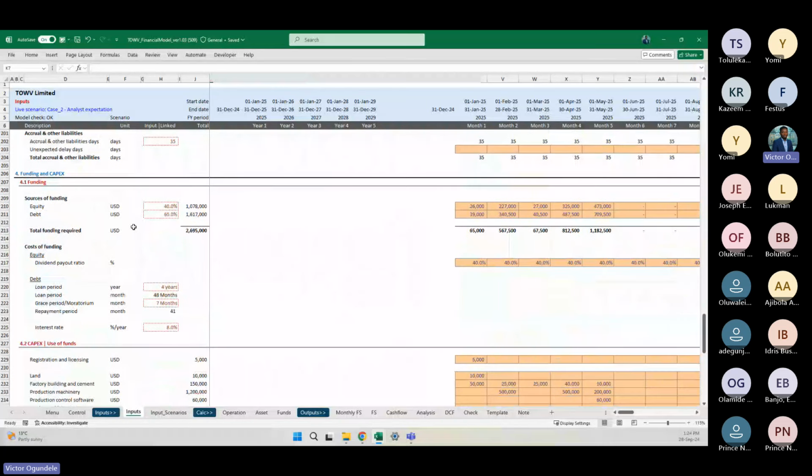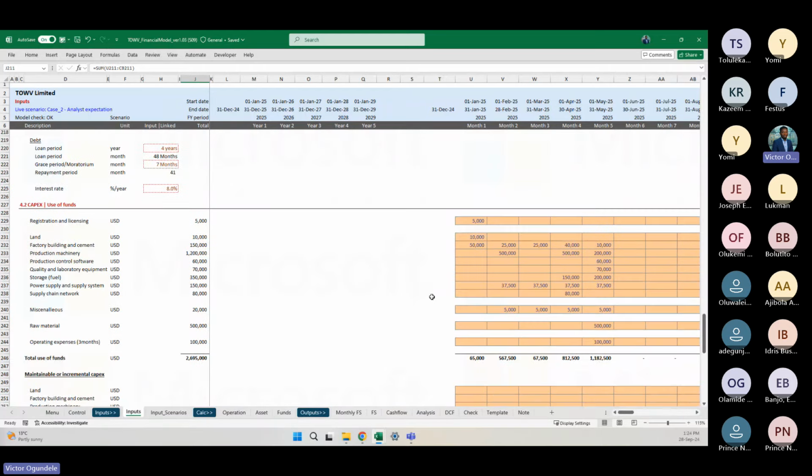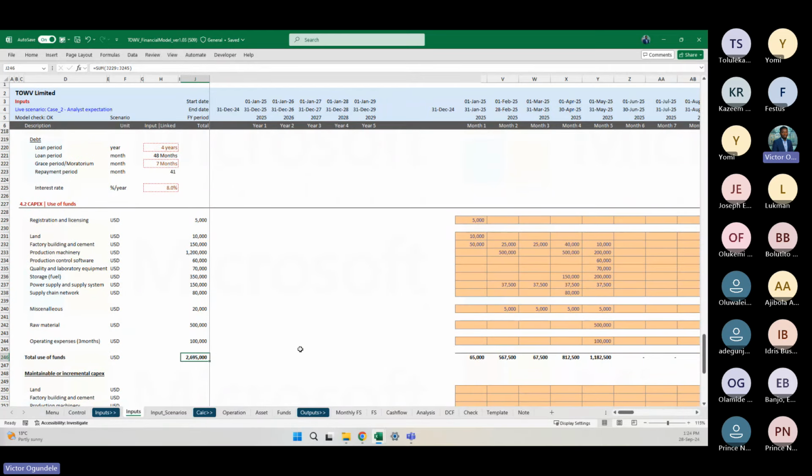So basically, what we did here is we said this will be our total debt for each period. What will now happen is, based on the minimum debt service coverage ratio they've given us, that will determine the debt that we can actually get. So if our total use, the total amount we need to set up this business, is 2.6, approximately 2.7 million.